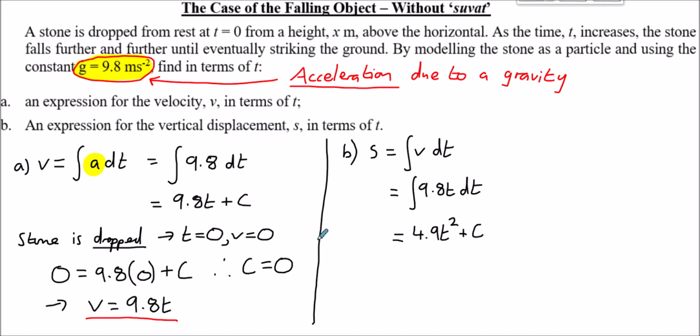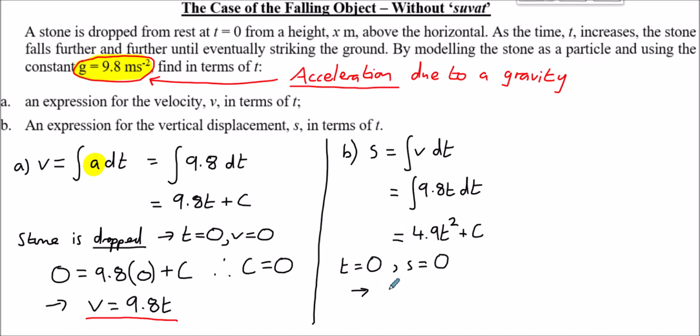But again, the initial conditions are that when the time is 0, there's been no displacement because it's just been dropped. And so the initial displacement is 0. So if you substitute these in to work out what the constant of integration is, we'll see again that this constant of integration is going to be equal to 0.